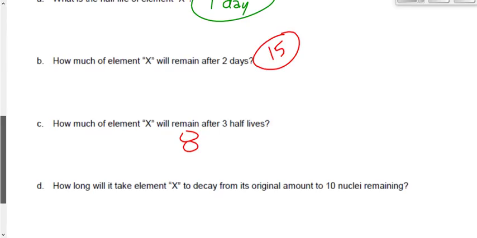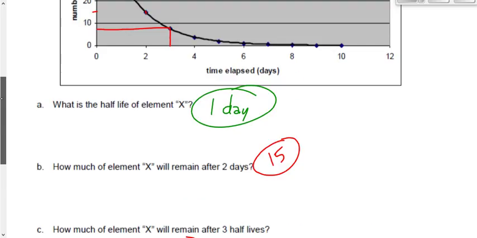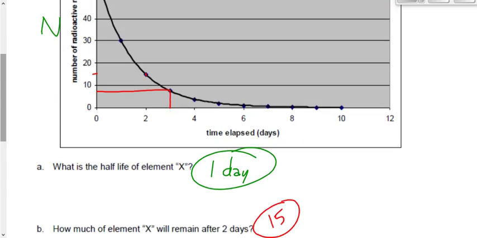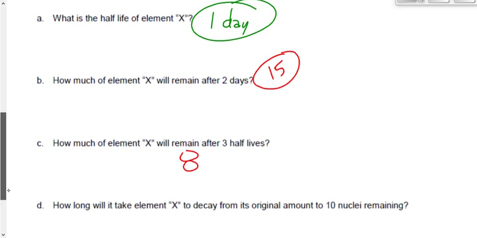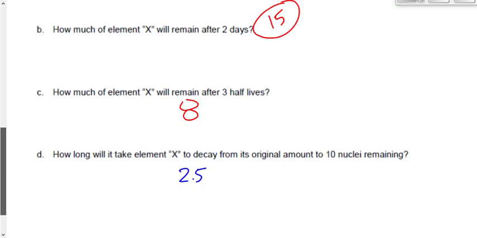7.5 or so. How long does it take for element X to decay from its original amount to 10 nuclei remaining? Let's go over and down. 10, over and down. Looks to be about, I don't know, about 2.5-ish, give or take a little bit. Again, on a test, it would be a little bit easier to determine because the graph would be a bit better.